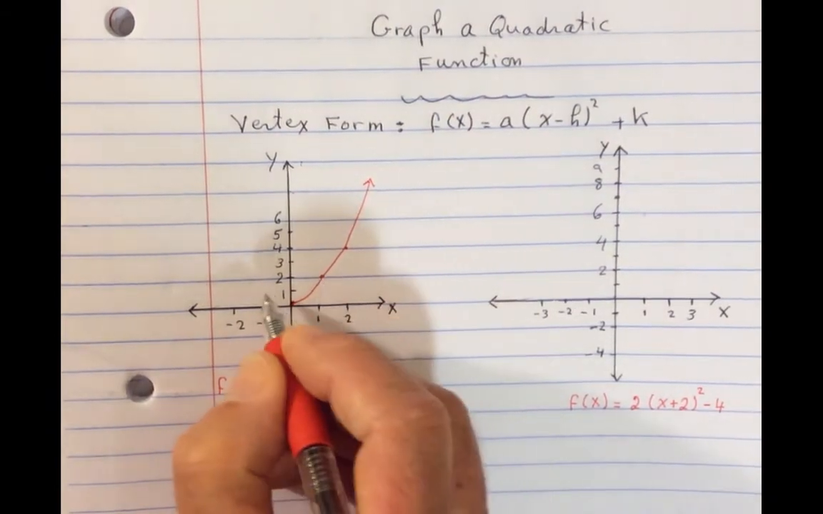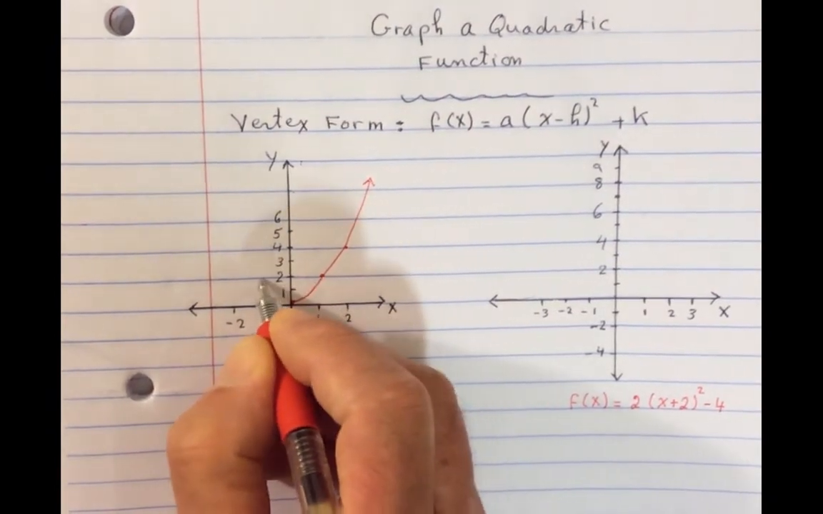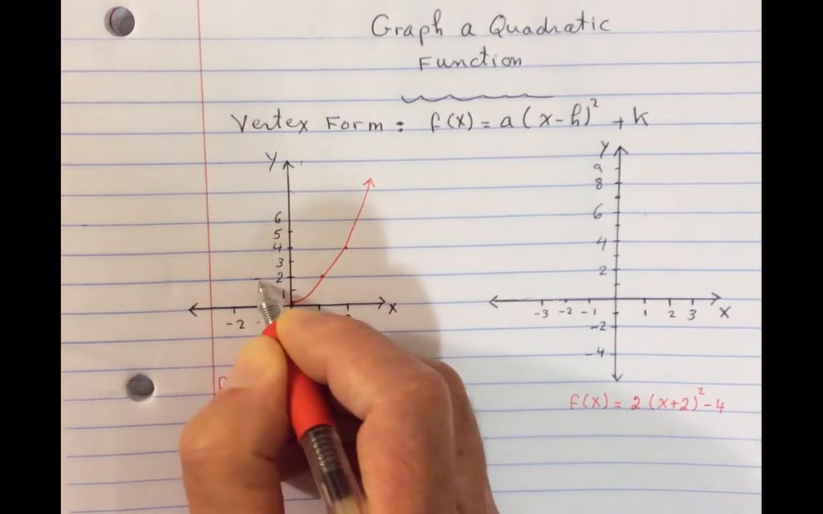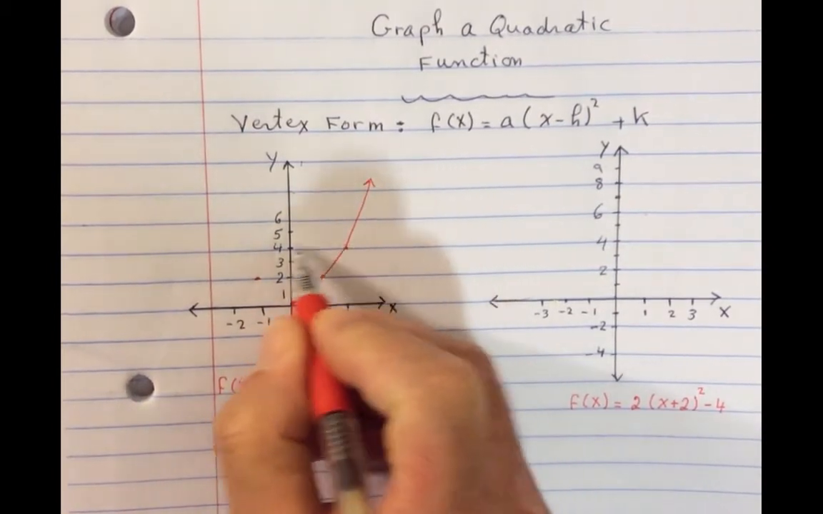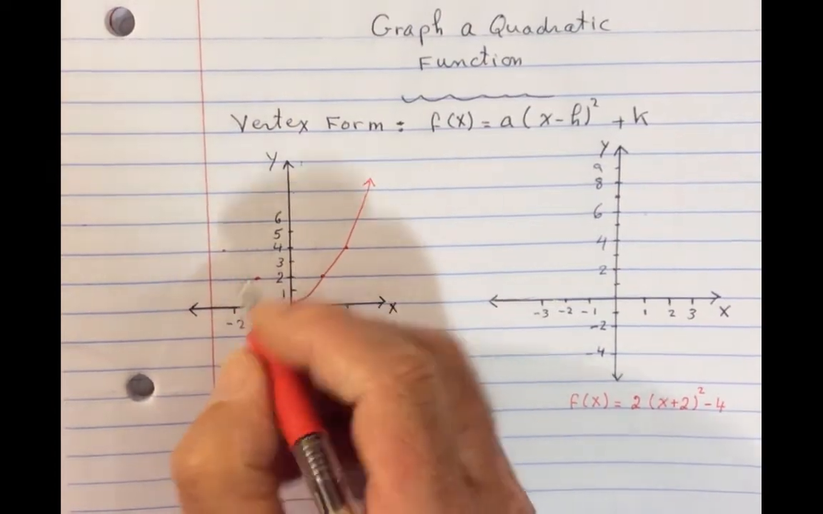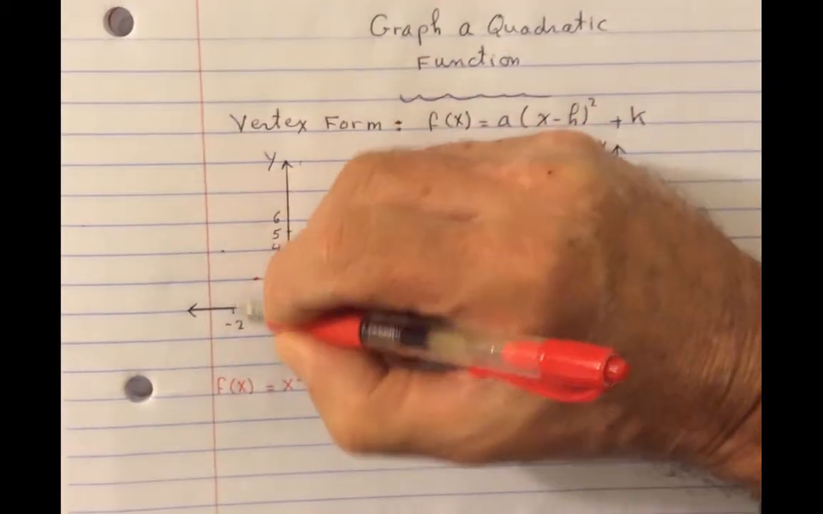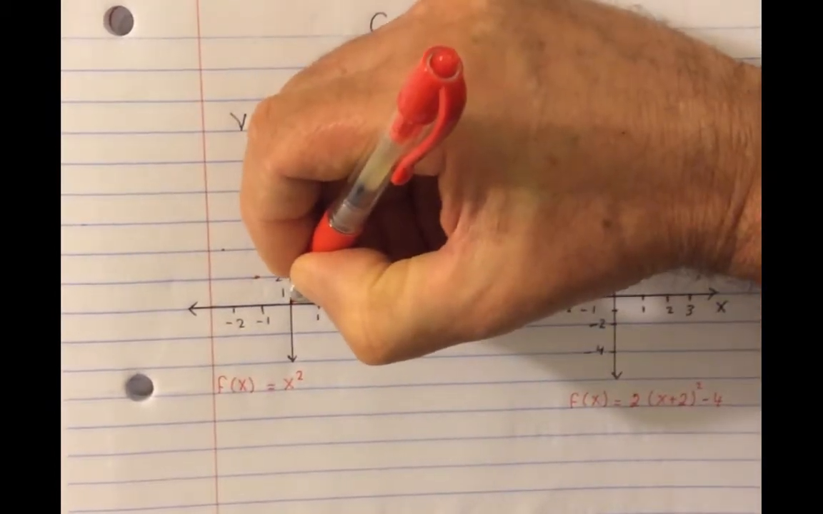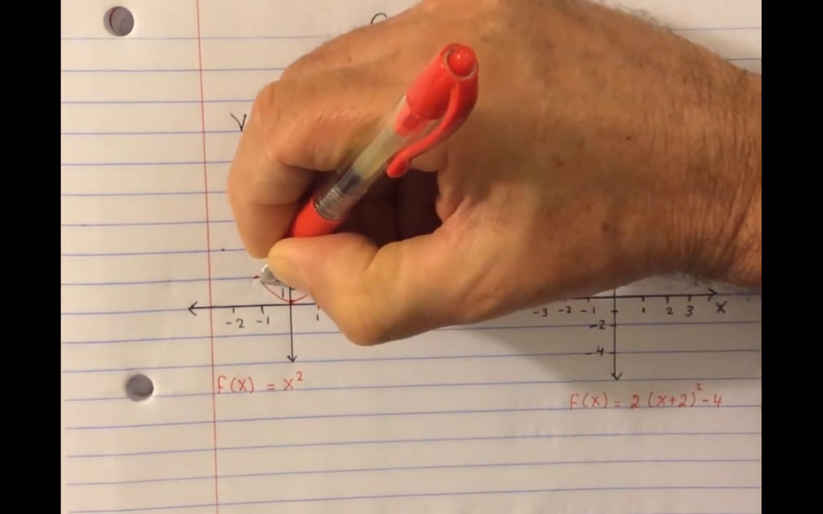So this point is 1 away, so it's going to be 1 away on the other side. This one is 2, 1, 2. It's going to go 1, 2. And the top of negative 2, then we draw the rest of the graph.